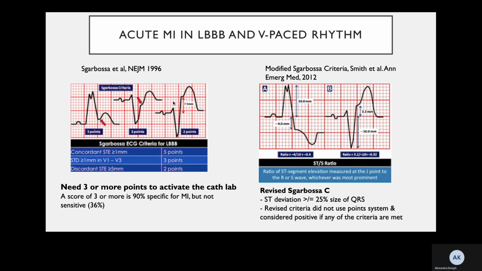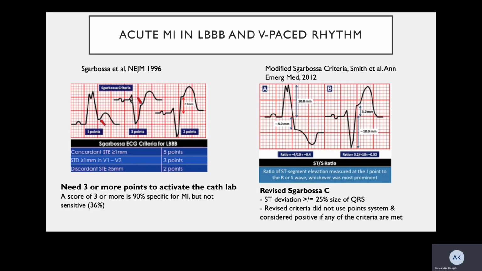So you can see in the graphic on the left-hand side of your screen, if you have concordant ST segment elevation of 1 millimeter or more, when the QRS is primarily pointing up, in only one lead, it doesn't have to be 2, like in a regular STEMI, this would meet criteria for acute ischemia or STEMI. And so he used a point system. If you have concordant ST segment elevation, you'd get 5 points.